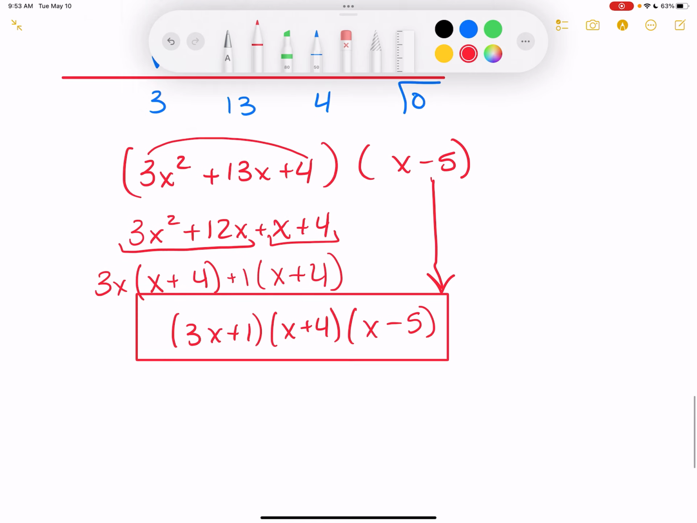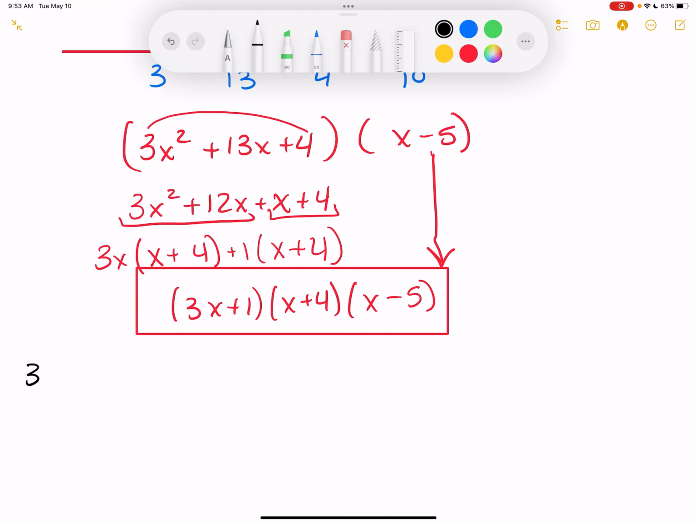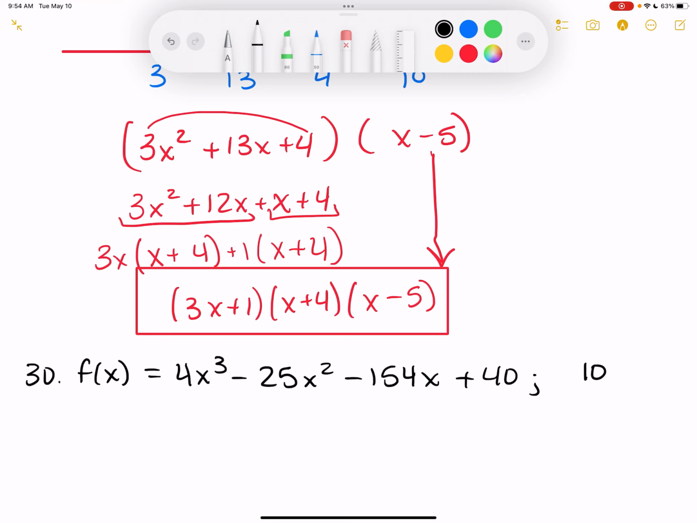All right, so we only have 2 problems left. We're almost done. F of x equals 4x cubed minus 25x squared minus 154x plus 40. And the 0 that we're given is 10. So once you write this, I'm going to back it up to the last problem and show you what it means that we have a 0 now.